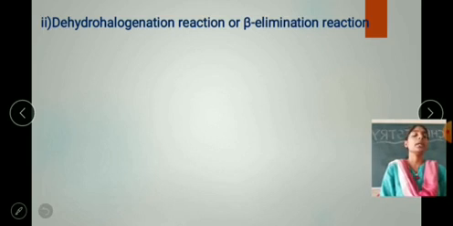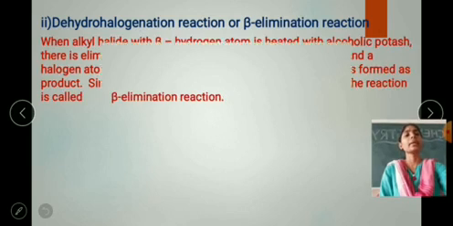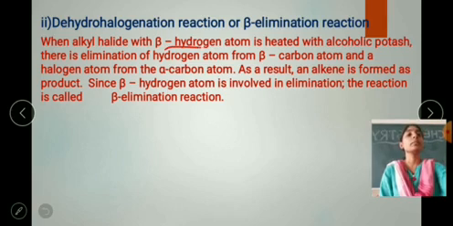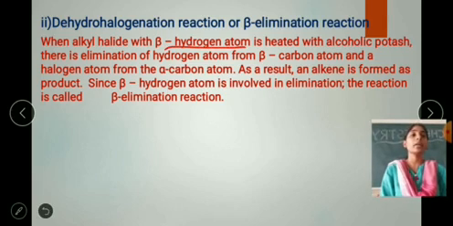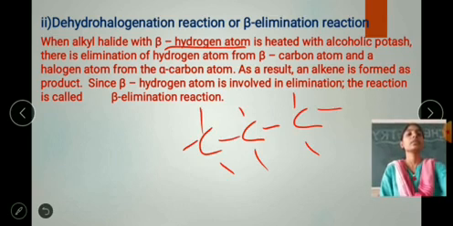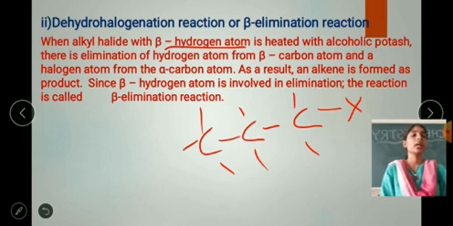Beta elimination: when an alkyl halide with a beta hydrogen atom is heated with alcoholic potash, here comes the word beta hydrogen atom. For example, here you can see one example. Let us assume a functional group is attached to this. X is a functional group.